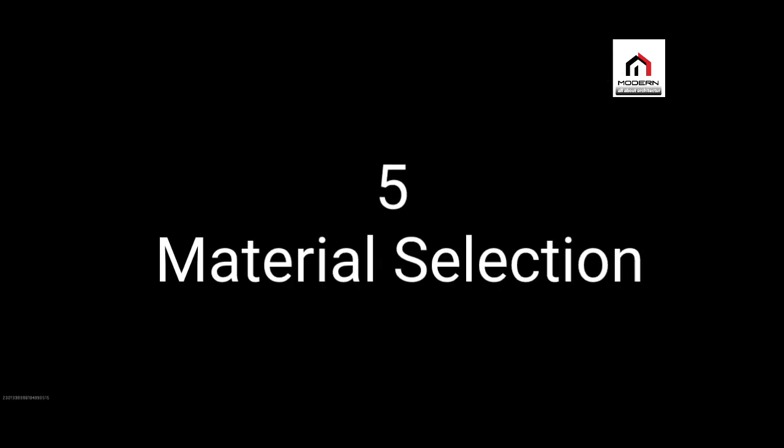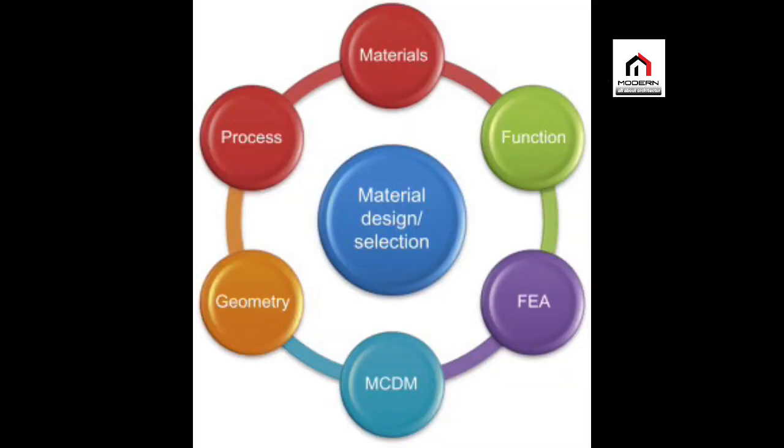5. Material selection. Durability and strength: choosing materials that suit the building's purpose and environmental conditions. Aesthetics: considering the visual appeal and compatibility with the architectural style.